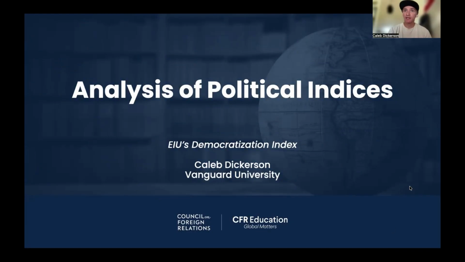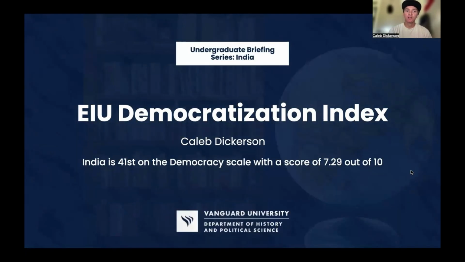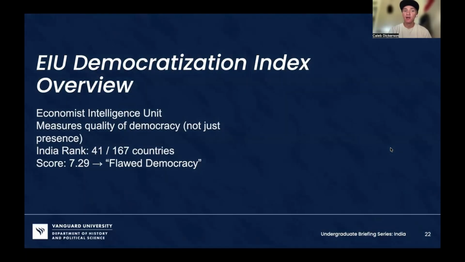Okay, so I'm back. I'm going to talk about the analysis of some political indices. The first one I'm going to cover is the EIU Democracy Index. India is 41st on the democracy scale. EIU stands for Economist Intelligence Unit. It measures the quality of democracy. India ranks 41st out of 167 countries. They score 7.29 out of 10, and that labels them as a flawed democracy.